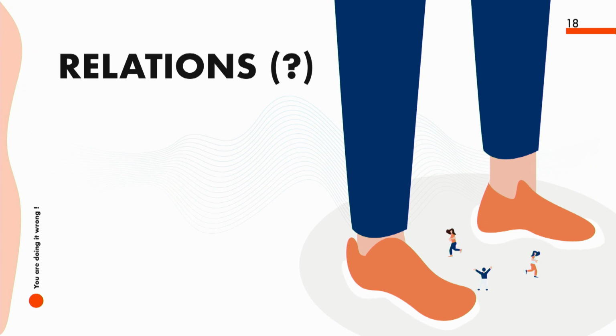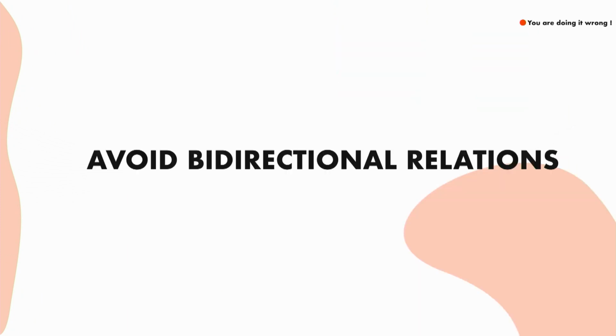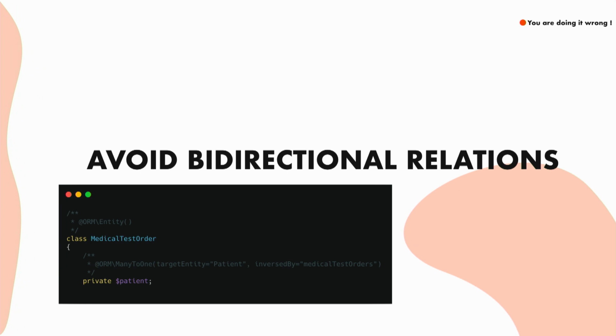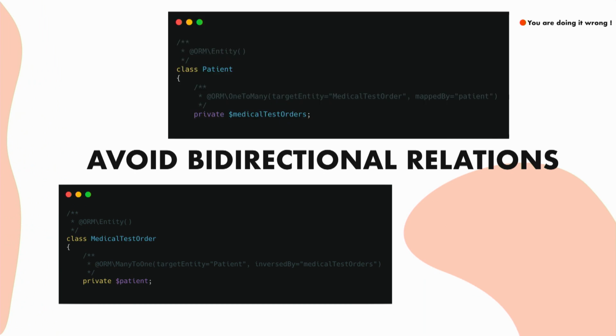Let's talk about the relations. Avoid bidirectional relations. This is a very common mistake that we just copy and paste from documentation, and we end up with code that is completely valid but very expensive for the processor and for PHP to handle, and we don't need it at all. Let's take an example. We have this medical test order. It has a patient. Okay, it's a many-to-one relation. It's completely fine, but on the other hand, we have the class Patient that has the other side of the relation, medical test order. This is the bidirectional relation that we don't need.